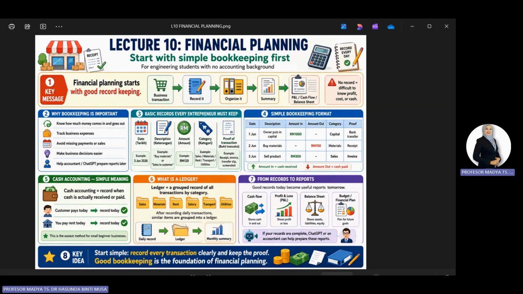Bookkeeping simply means recording all your business transactions clearly and systematically. It does not have to be complicated. For a beginner entrepreneur like you, even a simple Excel file, a Google Sheet, a notebook, or an accounting app is just enough, as long as the record is complete. So the most important thing is you need to record every transaction and keep the proof.